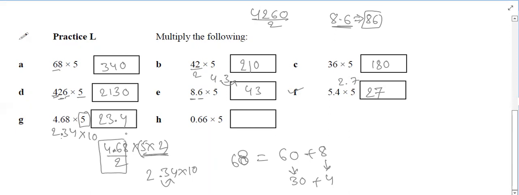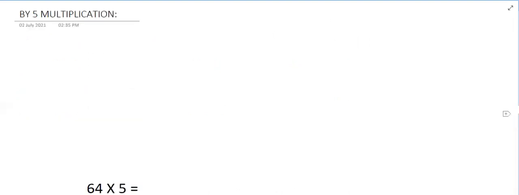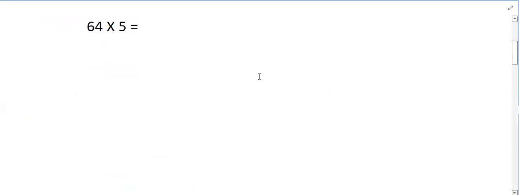Okay, sir. Sharanya. Yes, sir. H. Yes, sir. 0.66 half is 0.33. Okay. Into 10 is 3.3. Very good. Correct. We'll do the next. Again, we'll start with Sharanya only. Yes, sir. 64 half is 32. Okay. Into 10 is 320. Very good. Then Bhunesh, this is your question.